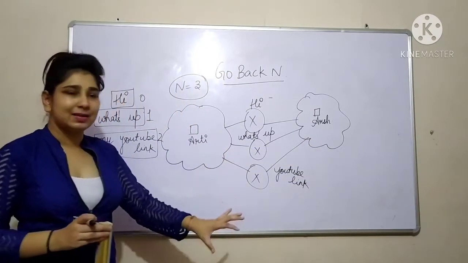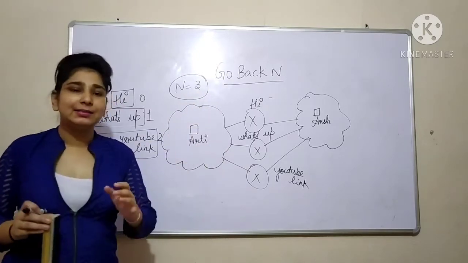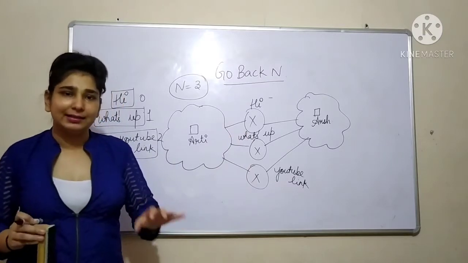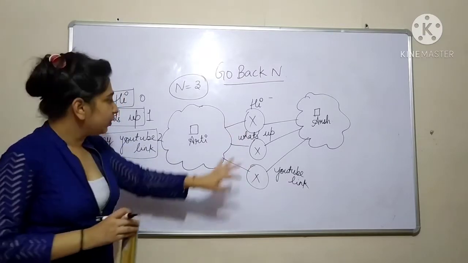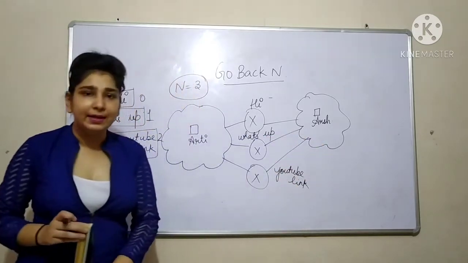So for all these 3 messages, the sender window size is 3. At a time I can send 3 messages on the channel in one cycle. These are the 3 messages which I am sending to my friend Arsh.